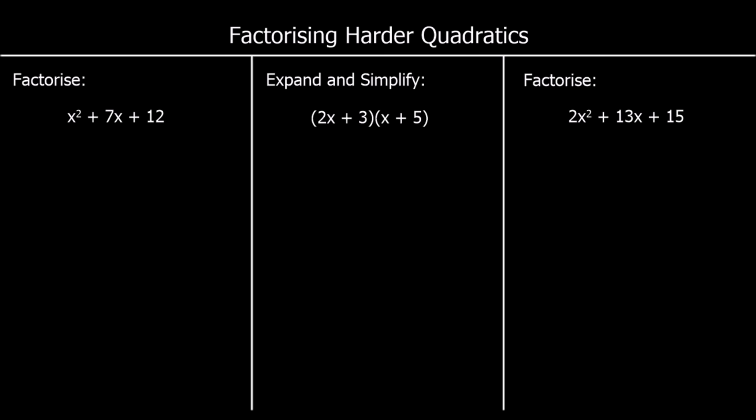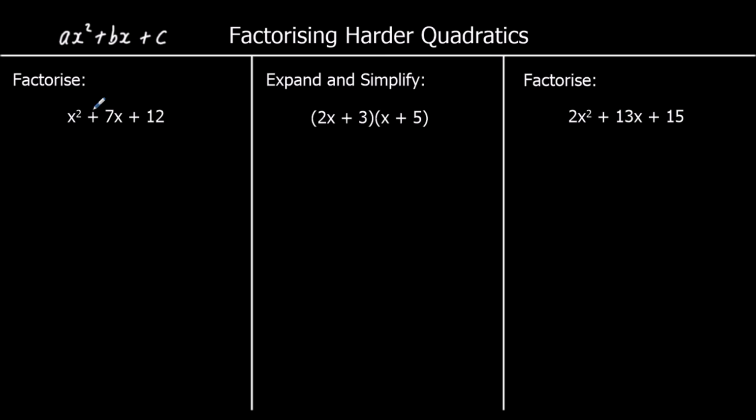Previously, you will have factorized quadratics that look like this first question here. So here we've got x squared plus 7x plus 12. It's in the form ax squared plus bx plus c, but a has always been 1. We've always had just one x squared term. And in this video, we're going to look at how we factorize quadratics when this number is greater than 1.